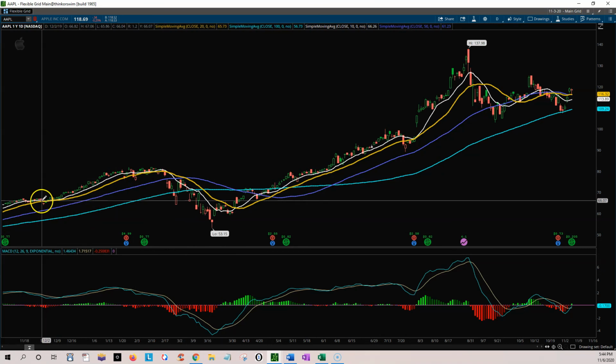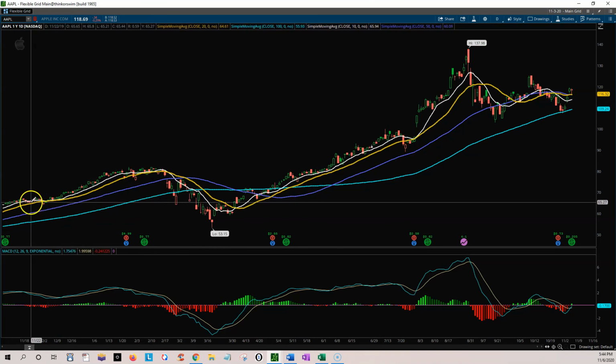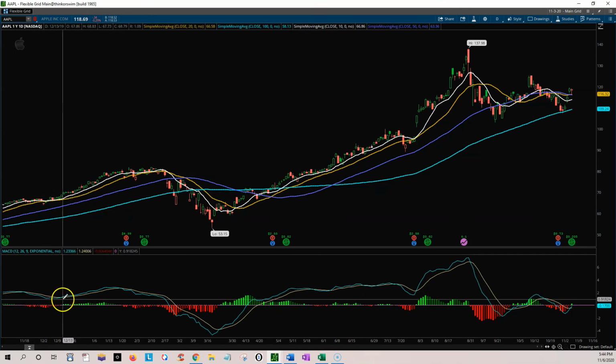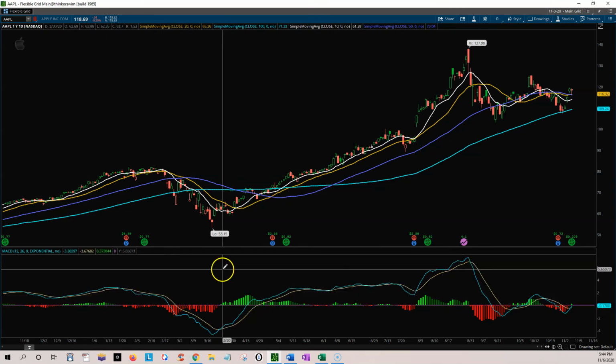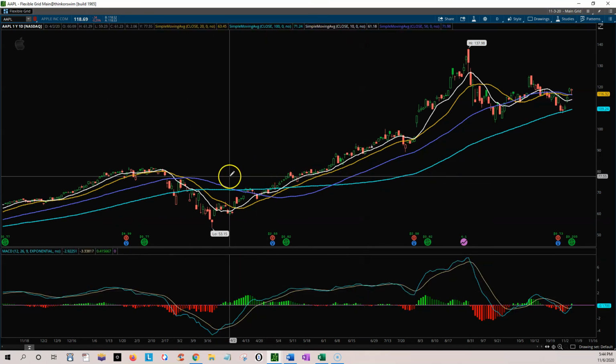Even right here, remember when we said that the price pulled back into the moving averages and then started to lift up? Look at this, the MACD is confirming that. You've got the MACD above its signal line. You've got the separation here. It's just a beautiful thing, guys.